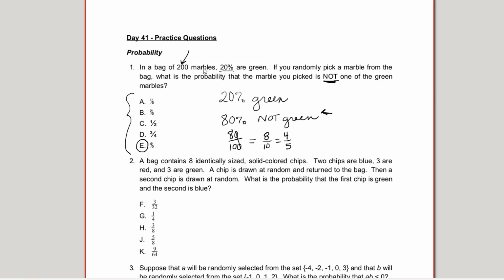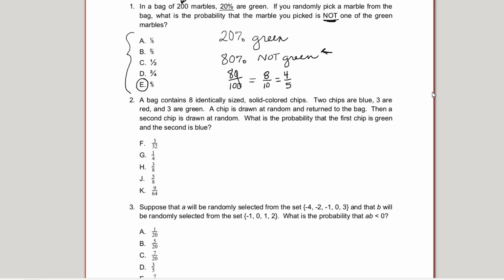Question 2 says a bag contains 8 identically sized solid colored chips. There's no distinguishing factor there when we're going to be drawing things from the chips. 2 chips are blue, 3 are red, and 3 are green. So they are different colors, but if we're drawing that from a bag, we're not going to notice that. Okay, a chip is drawn at random and returned to the bag. That's important information, that it is returned to the bag. We'll see how that plays a part. Then a second chip is drawn at random. What is the probability that the first chip is green and the second is blue?